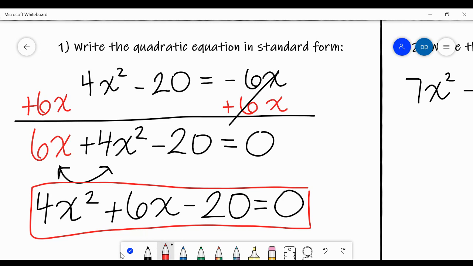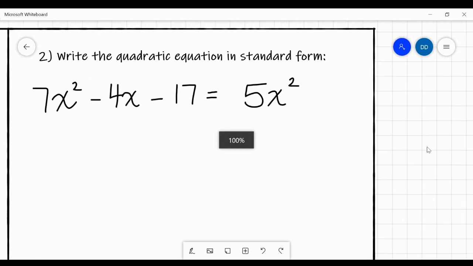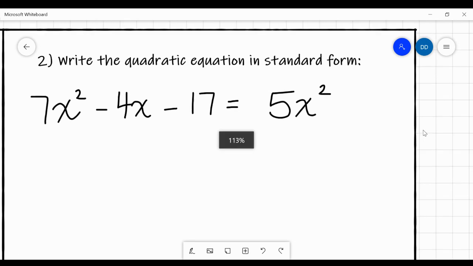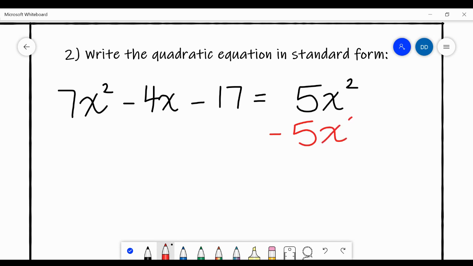Now let's take a look at one more example. It's a little different, but it's still very similar. We have a quadratic equation here, and we want it in standard form. So our issue here is this 5x squared over here. So we're going to use inverse operations, and we are going to subtract that 5x squared on both sides because it's positive. So I'm going to put minus 5x squared.